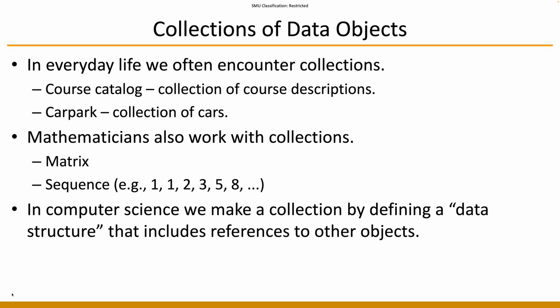Mathematics also comes with all kinds of collections. You have a matrix, which is the two-dimensional information structure that allows you to store numbers with a very clear row and column structure. And then you can have a sequence, for example, the Fibonacci sequence that we talk about, or arithmetic series, or geometric series, and so on and so forth. So in computer science, we're going to introduce data structure as a way for us to collect and store all the information that we will find useful.